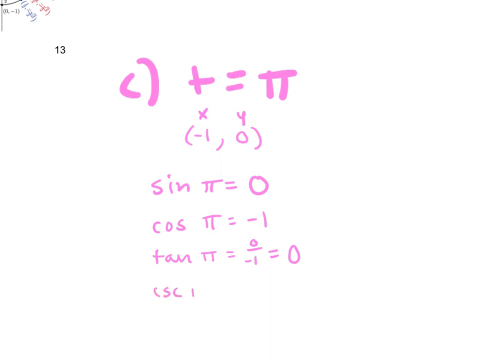Okay, next we have cosecant. So cosecant of pi would be 1 over y. So 1 over 0. Then it's undefined.